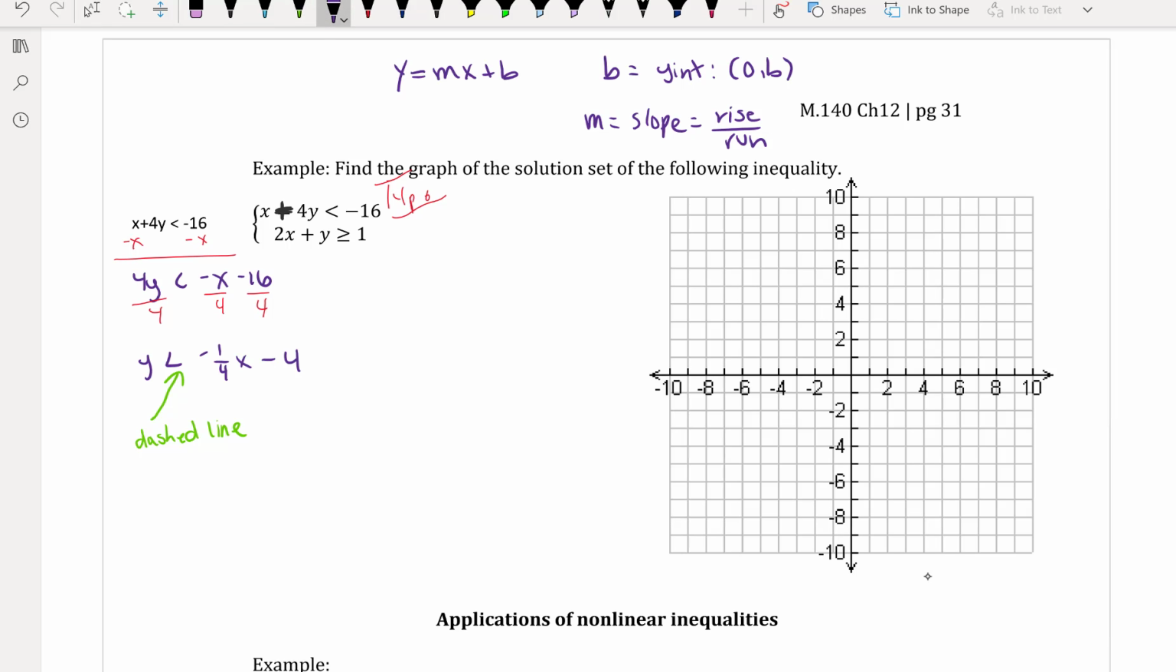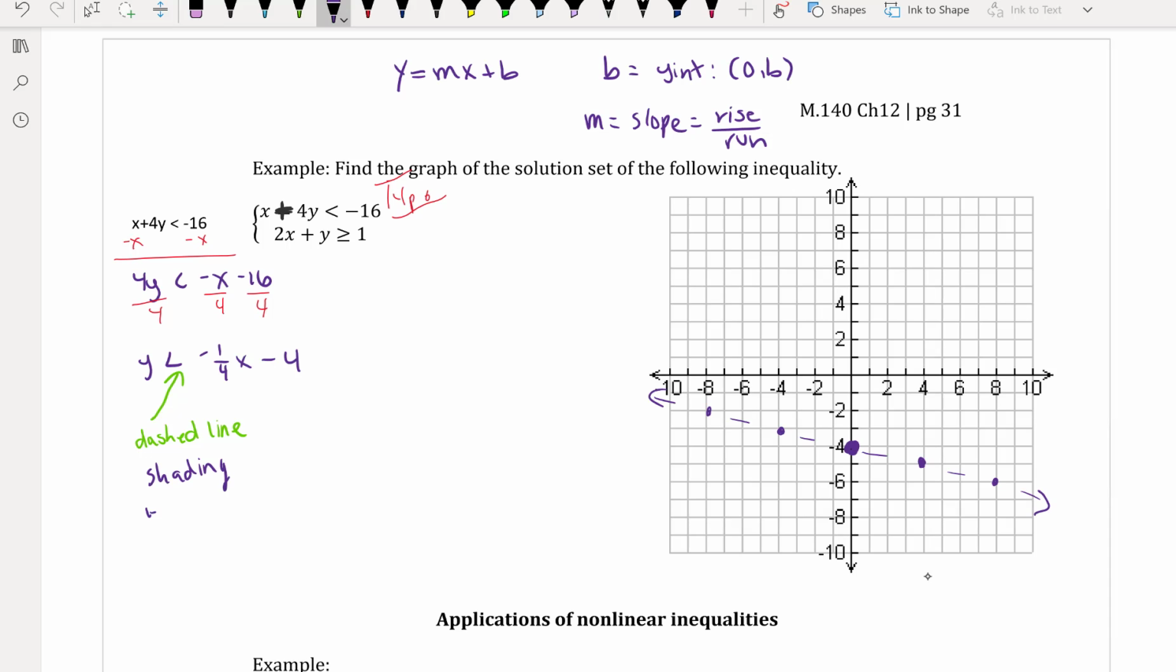So I have my y-intercept at negative 4, and my slope is negative 1 over 4. So I'm going to go down 1 to the right 4. I also could have gone up 1 to the left 4. And so my graph, more or less, looks something like that. And don't forget, you're going to be shading.